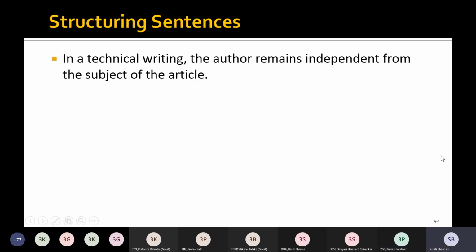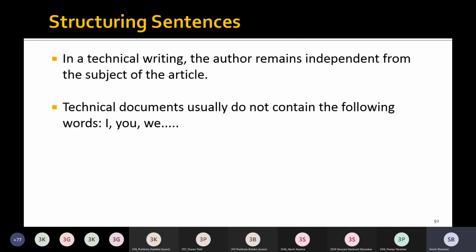Proceed with a few more guidelines. Usually, in technical writing, the author remains independent from the subject of the article. What I mean by that? Once again, I mentioned earlier that there is a debate while using the voice, whether we should go with active voice or passive voice. Traditionally, people used to say that one should go with passive voice.